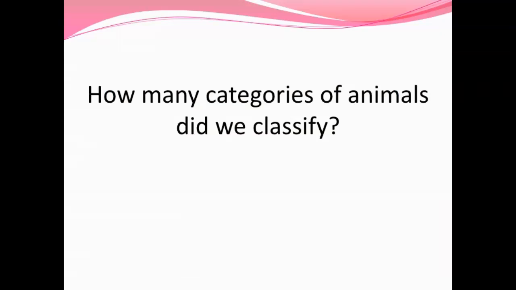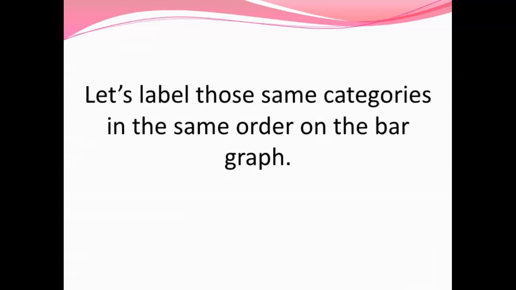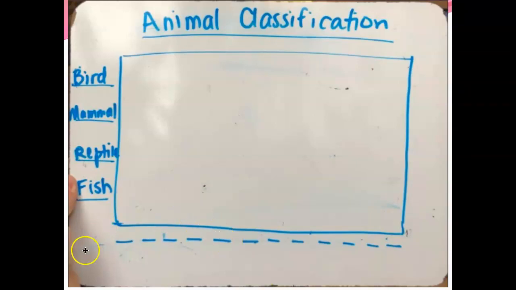Now, how many categories of animals did we classify? Think back to what we just looked at. There were 4 categories. So let's label those same 4 categories in the same order on the bar graph that we did for the picture graph and the tally chart. So you're going to put bird, mammal, reptile, and fish. Here's my example if you're looking at that one. Bird, mammal, reptile, fish. Pause to do that, please. When you're ready, you can hit play.